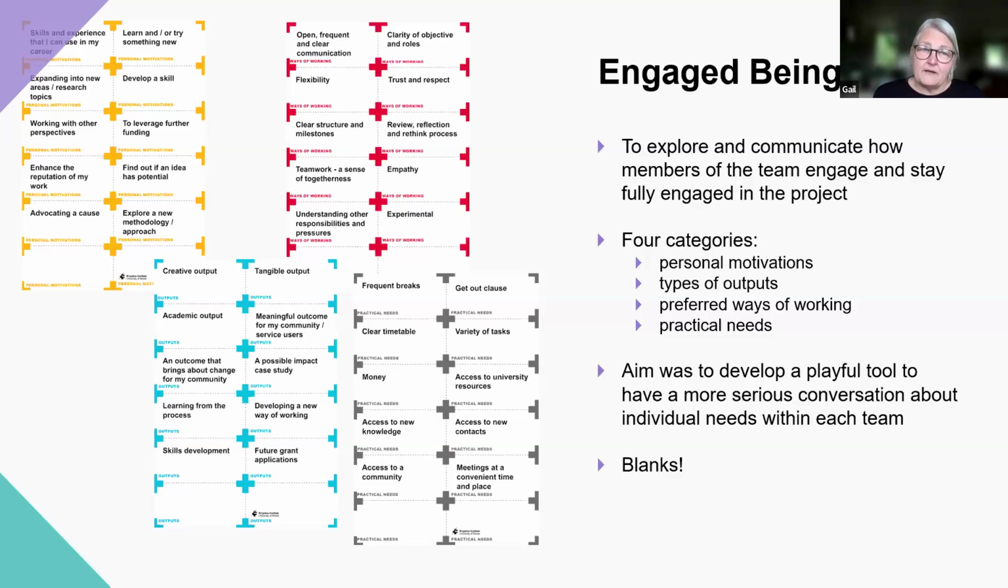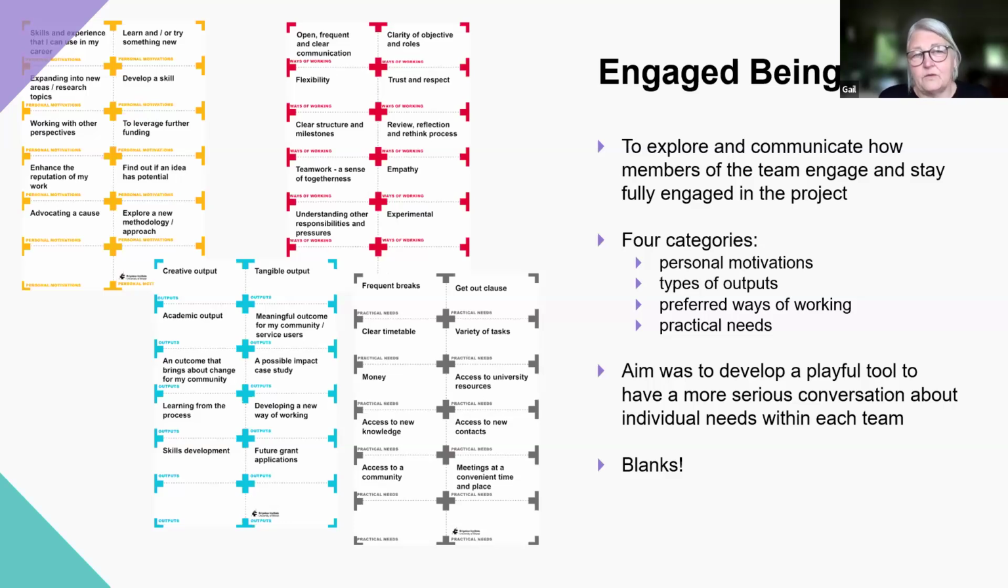We then thought about outputs. Again, that's the blue cornered ones. So some people might want academic outputs, an artist might want a creative output, there may be a policy, there may be future grant applications. There's all different kinds of outputs that might be relevant, and the team would have to discuss and agree these.